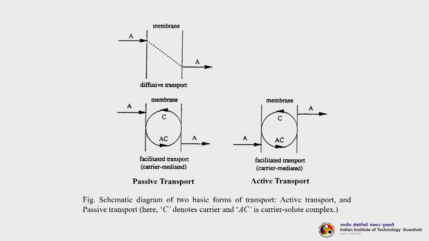So, have a close look at this schematic diagram, where we are showing two basic forms of transport, active and passive transport. Okay. This is what we just discussed in the earlier slide, high potential to lower potential. Now, please understand that this type of transport, which is passive transport, can also be carried out with the help of a molecule usually called a carrier, denoted by C.